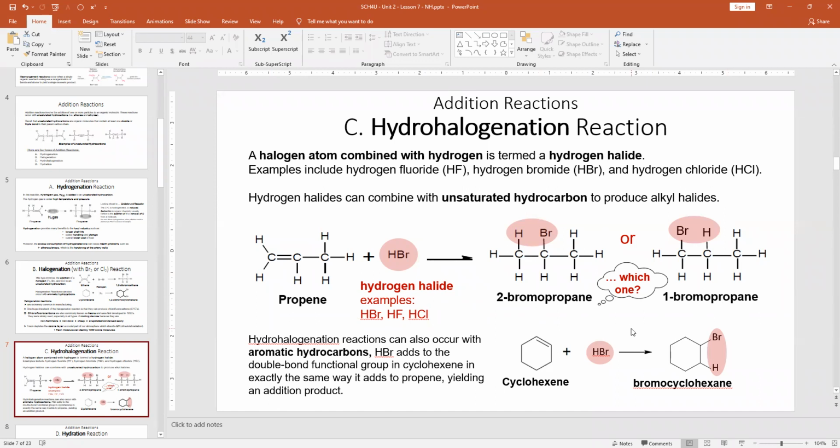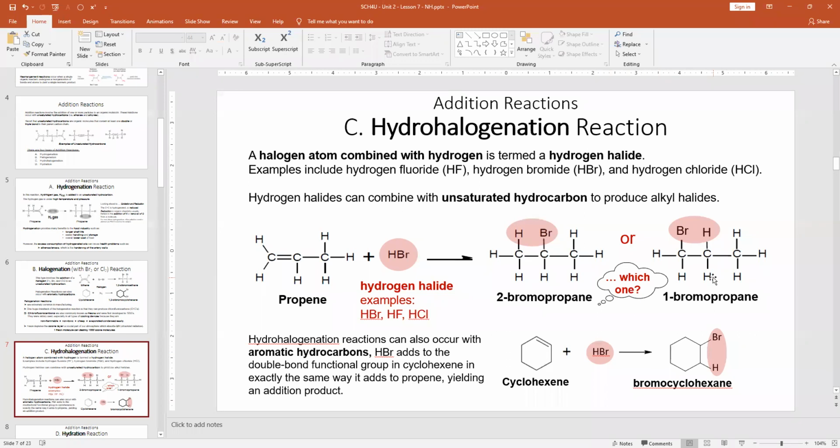Hydrohalogenation reactions can also occur with cyclohexenes, so cyclic hydrocarbons. And again, HBr is added to where the double bond is. One of them gets the hydrogen, one of them gets the bromine, and you get bromocyclohexane. Okay, so then this question of which one are we going to get? Anybody have any idea as to which molecule will be the molecule that we will get?